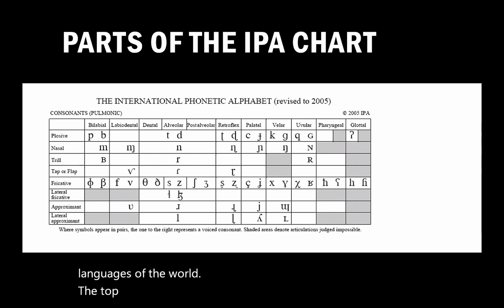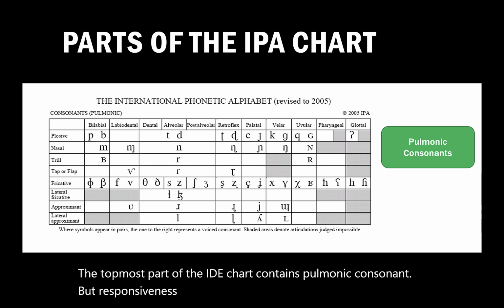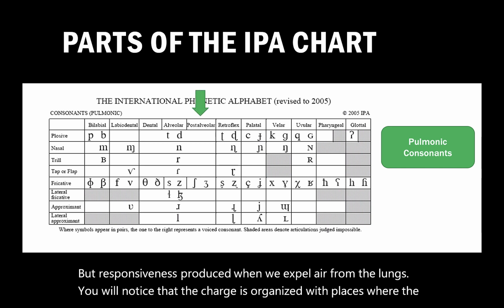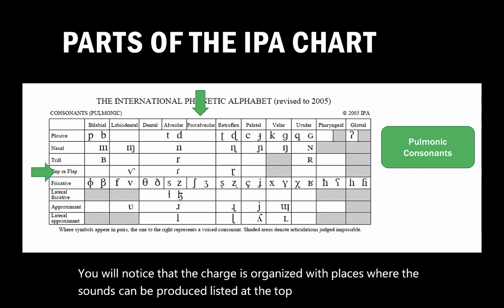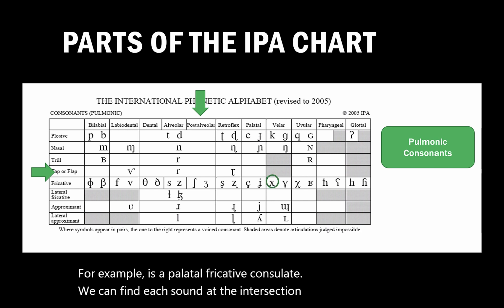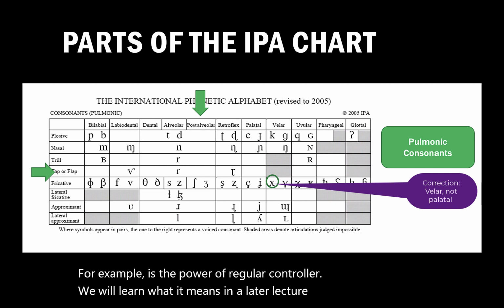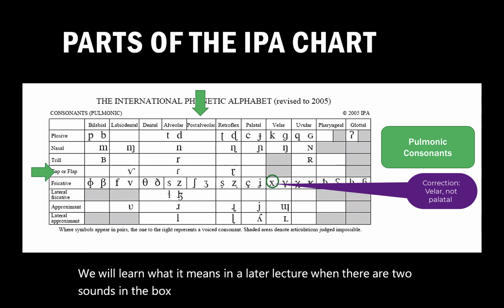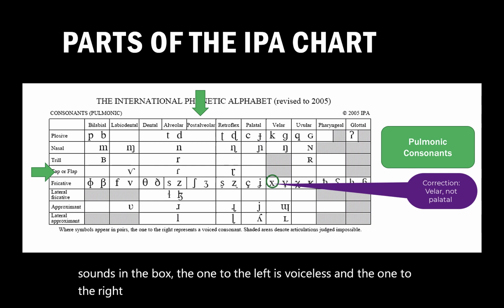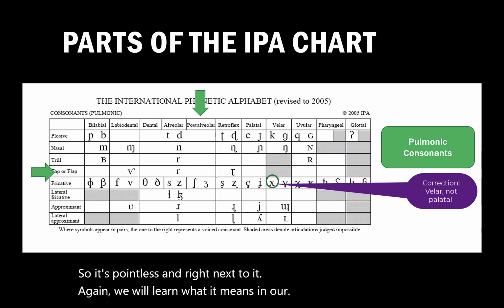The topmost part of the IPA chart contains pulmonic consonants. That is, consonants produced when we expel air from the lungs. You will notice that the chart is organized with places where the sounds can be produced, listed at the top, and the manner in which they are produced, listed at the side. We can find each sound at the intersection of its place and manner of articulation. For example, H is a palatal fricative consonant. We will learn what it means in a later lecture. When there are 2 sounds in the box, the one to the left is voiceless and the one to the right is voiced. So H is voiceless and R right next to it is voiced. Again, we will learn what it means a little later.